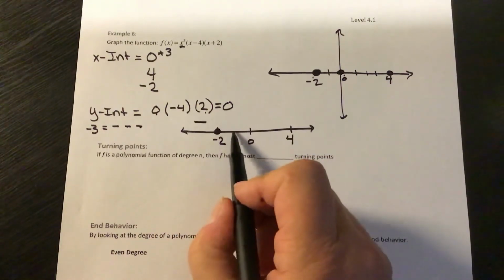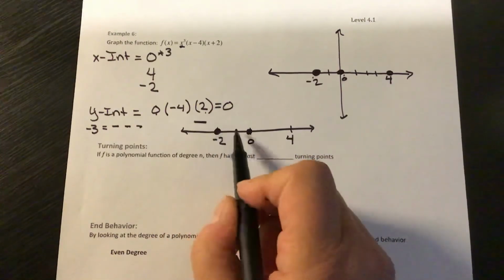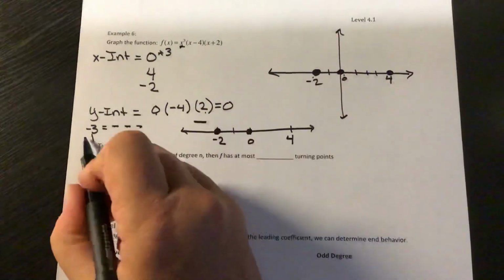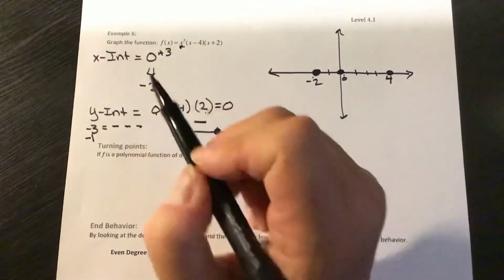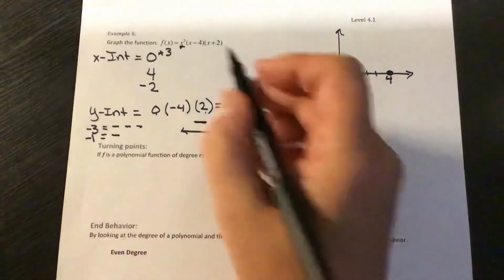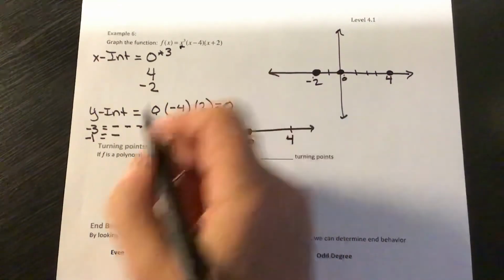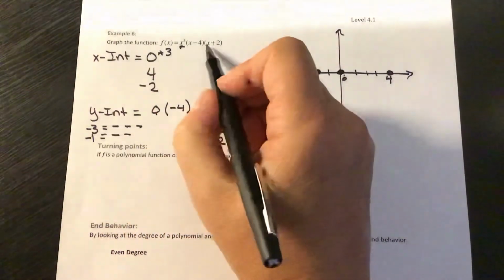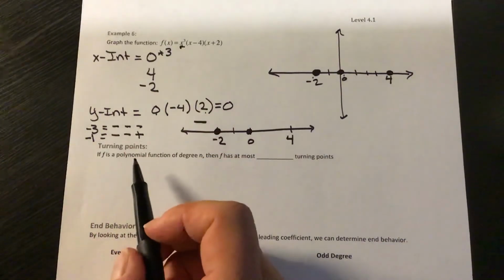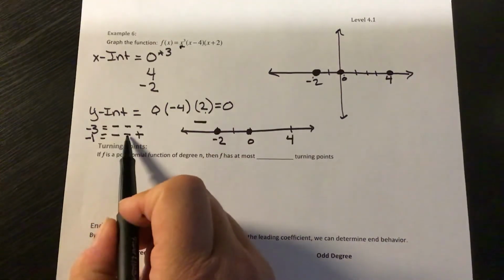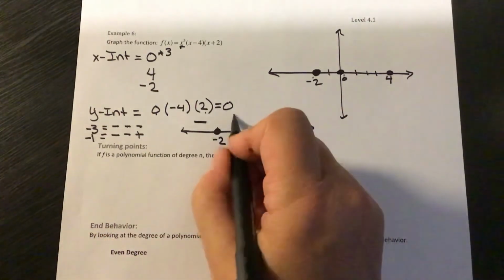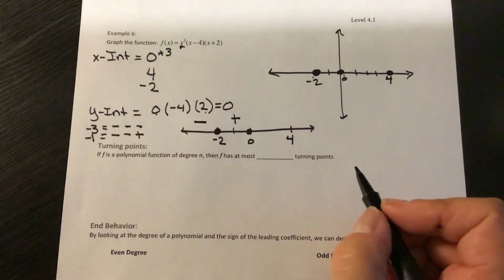Now let's plug in a number that's between 0 and -2, like -1. -1 to the 3rd power is negative. -1 minus 4 is also negative, and -1 plus 2 is positive. So here I have a negative times a negative is a positive, times a positive is positive. So this section is going to be positive.